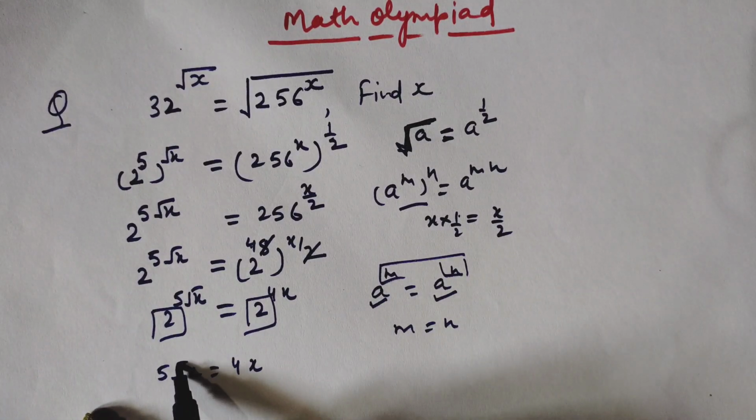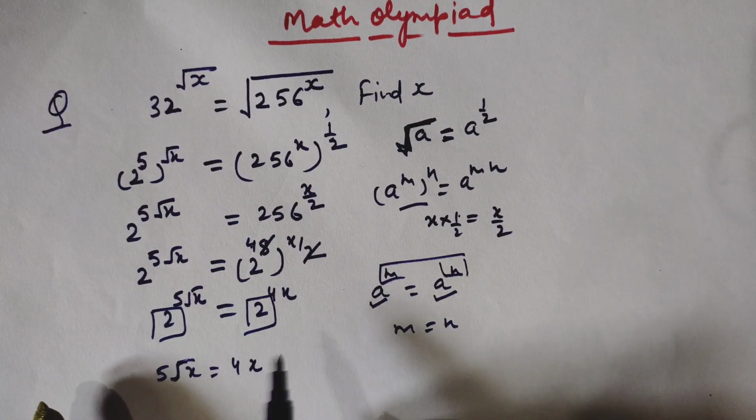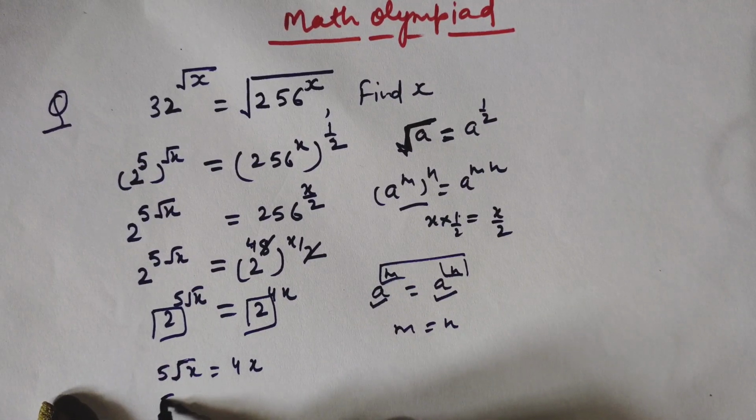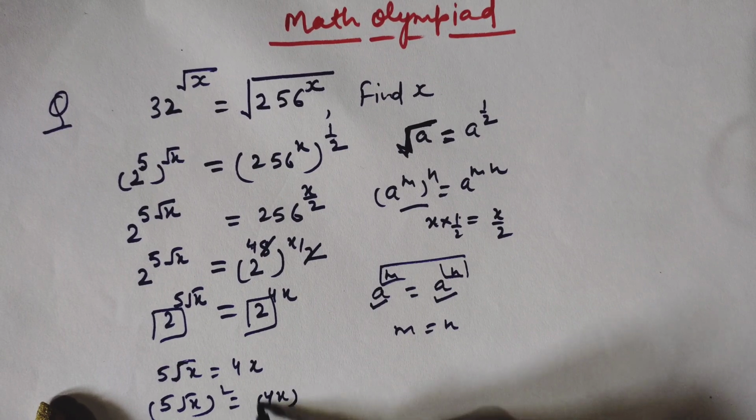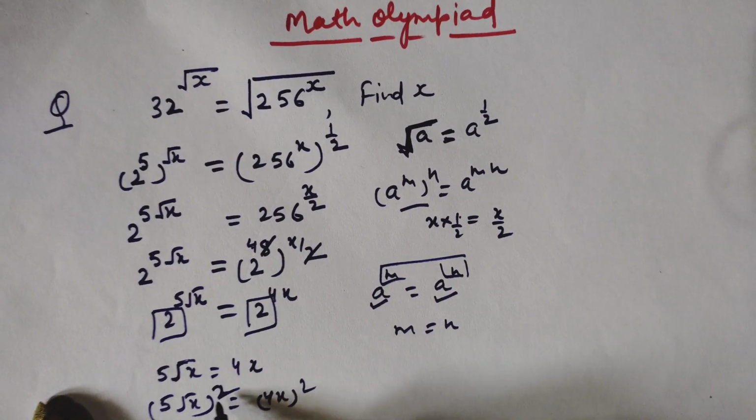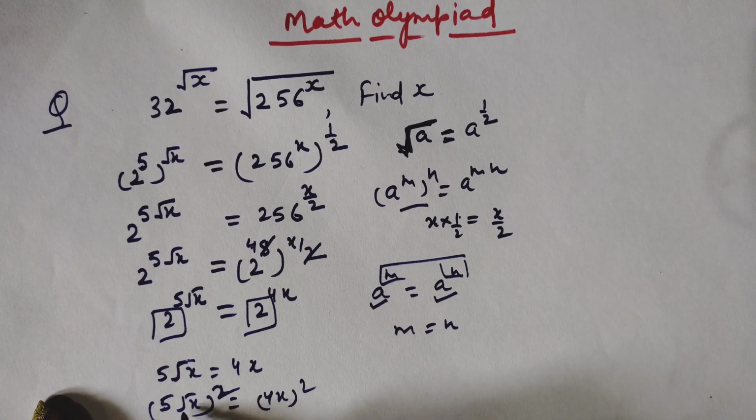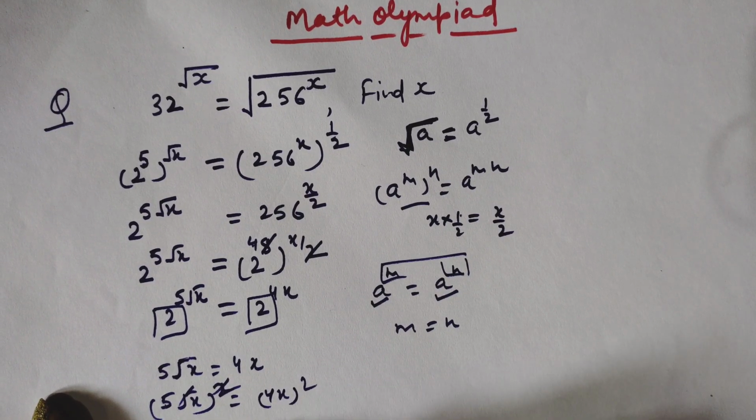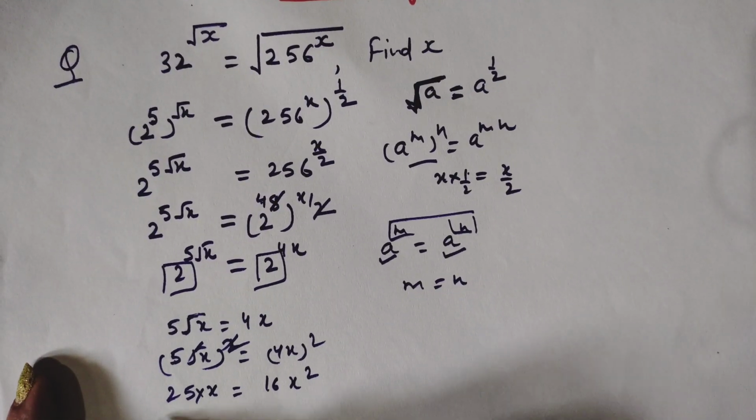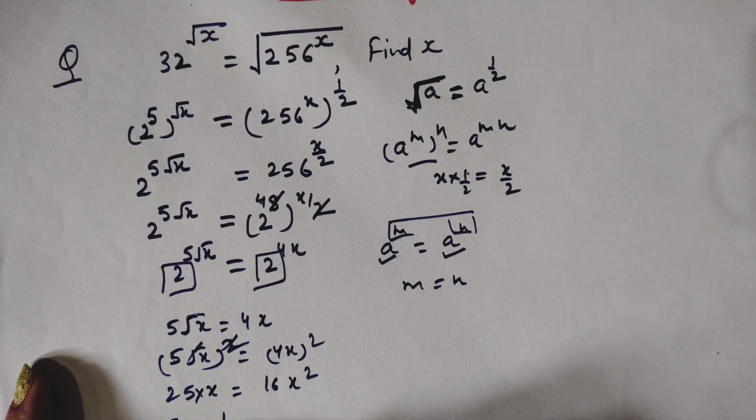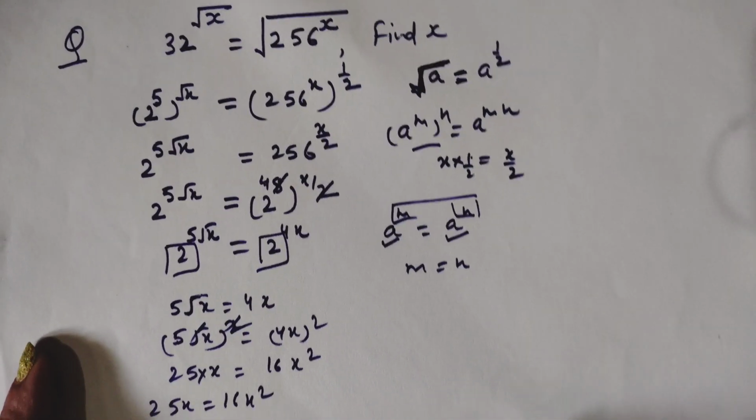Now 5 root x equals 4x. Here there is a root, so how to remove this root? We will square both sides. 5 root of x squared both sides gives 25, and the root is cancelled out by the square, into x equals 4 squared, which is 16, x squared. So 25x equals 16x squared.